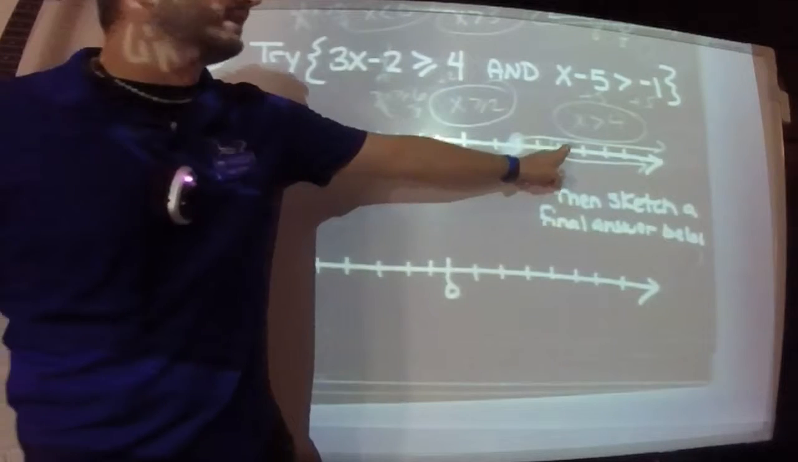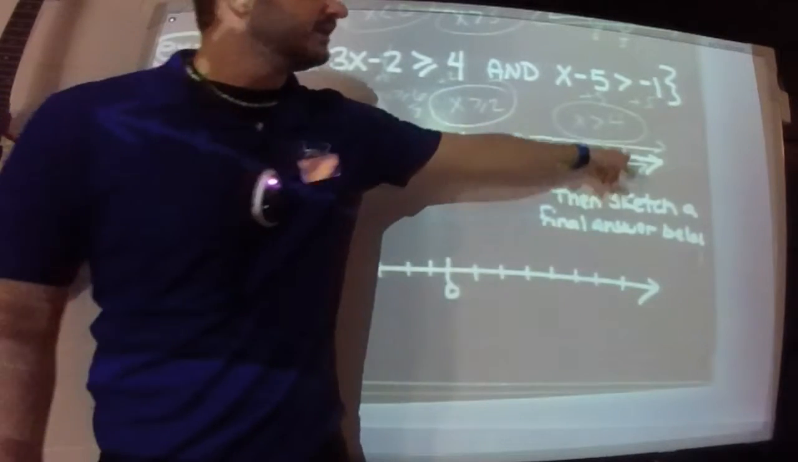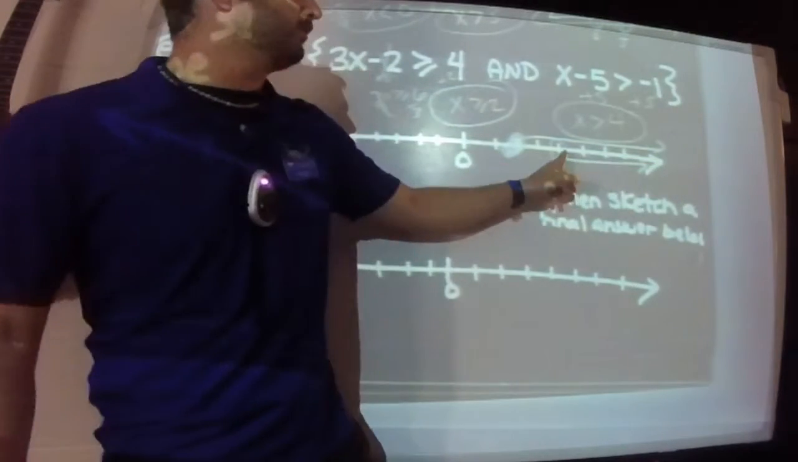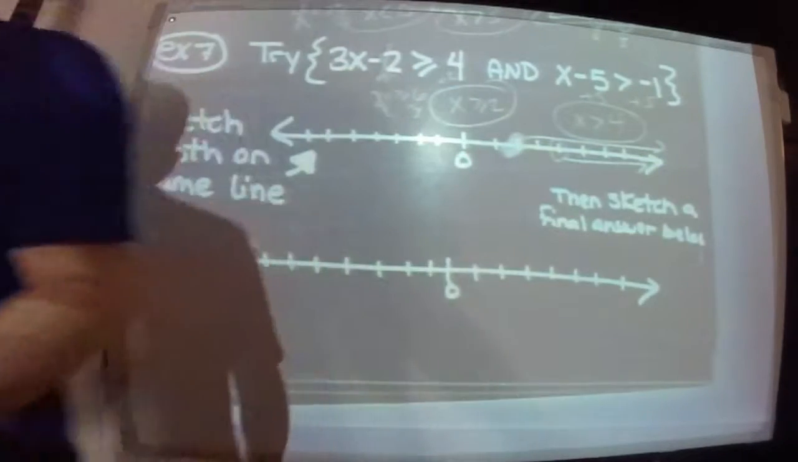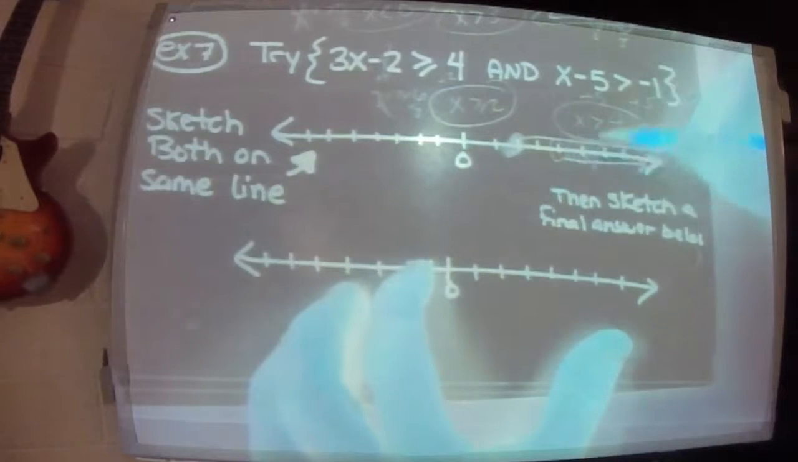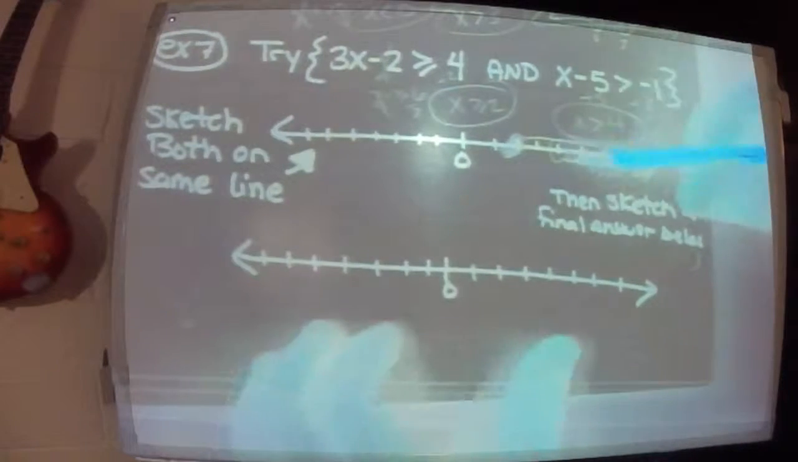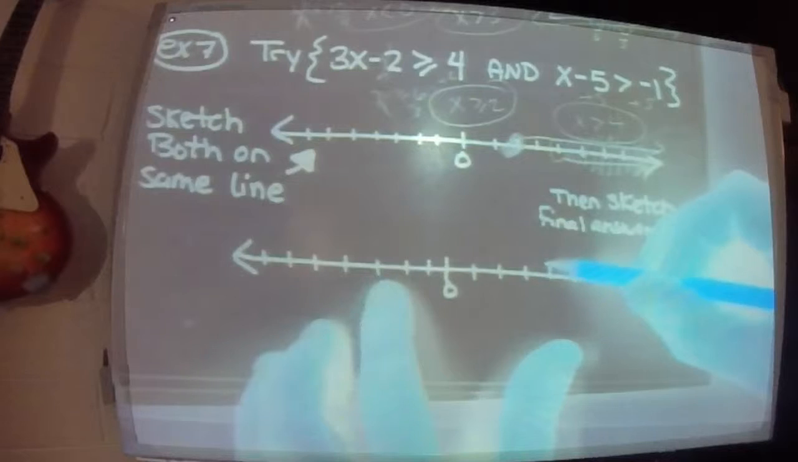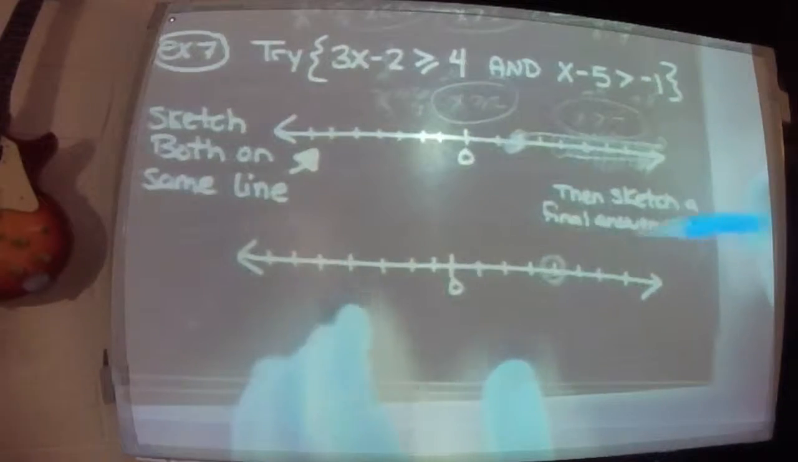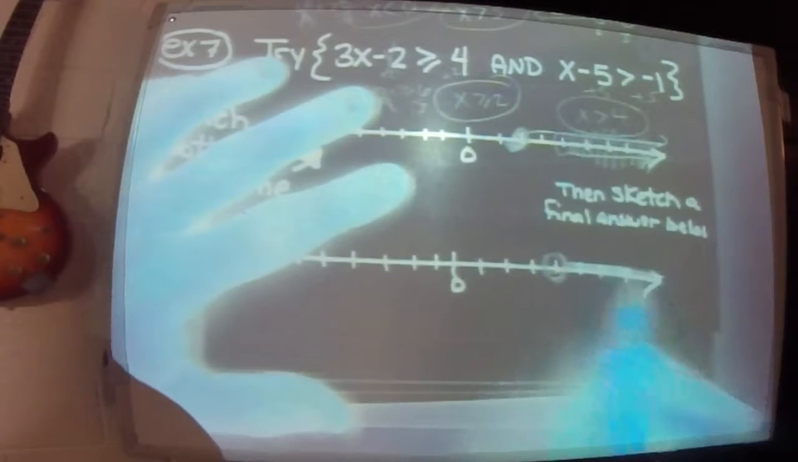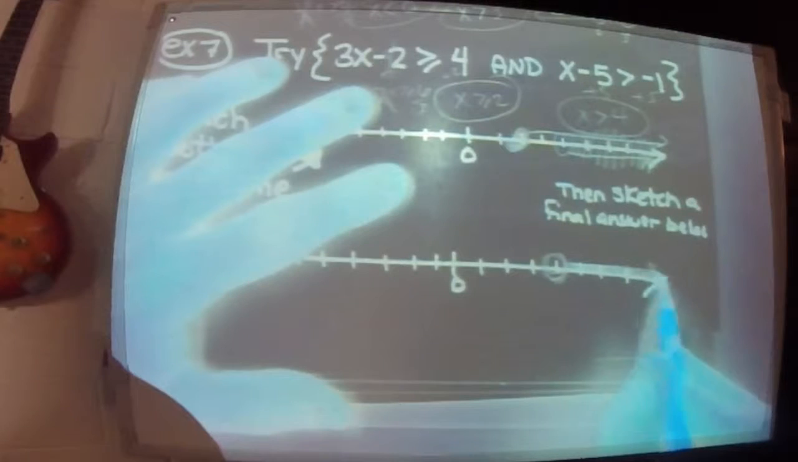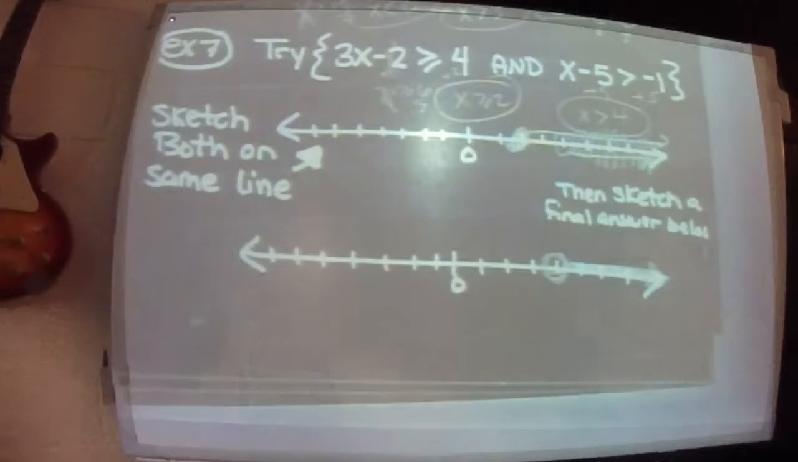Everything to the right of 4 seems to have 2 lines. So it's overlapping at 4. What about if I went further, like over here at 10? Would it still be overlapping? Yeah. So everything right of 4 seems to be overlapping. So we want to put on our final answer an open dot at 4, because that's where we kind of started overlapping. And then everything right of 4. I would believe you could convince me that everything right of 4 probably has 2 arrows on it.